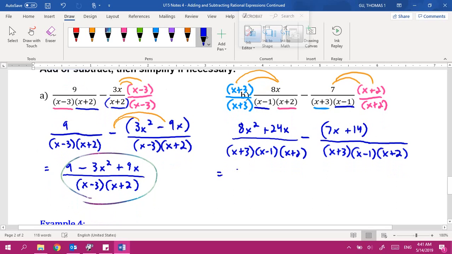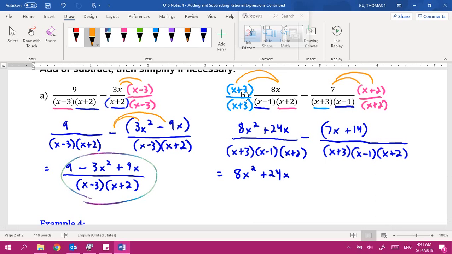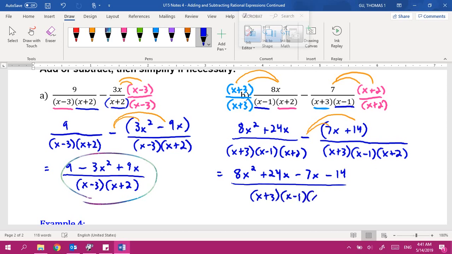Now because the denominators are the same, we can combine our fractions. So we're going to have 8x squared plus 24x. And what's going to come next now? What do we do next? Remember, the negative sign has to distribute to both of these terms. So we're actually going to have negative 7x minus 14. Alright? Over x plus 3 times x minus 1 times x plus 2.